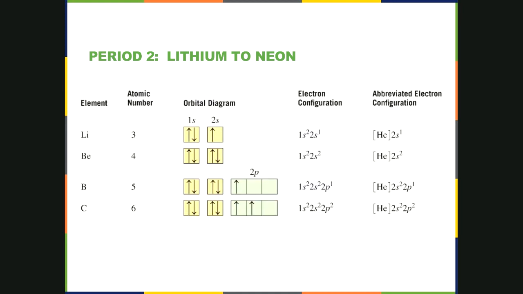Okay. So just going through the second row of the periodic table, here are the orbital diagrams for these next elements, the electron configuration, and then the abbreviated electron configuration. It just takes the electron configuration of the noble gas that came before it, which would be helium, which has a configuration of 1s2, and then replaces that part with the noble gas in brackets, and then just adds on the rest of it.